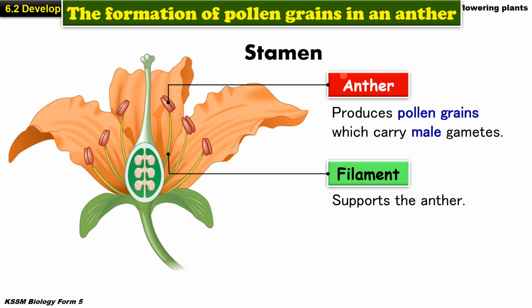Itu je. So, ingat, stamen ada anther and filament. Anther produce pollen grain, which is pollen grain carry the male gamete, and filament to support the anther. That's it. Okay, boleh ingat dua ni? Alright, seterusnya.